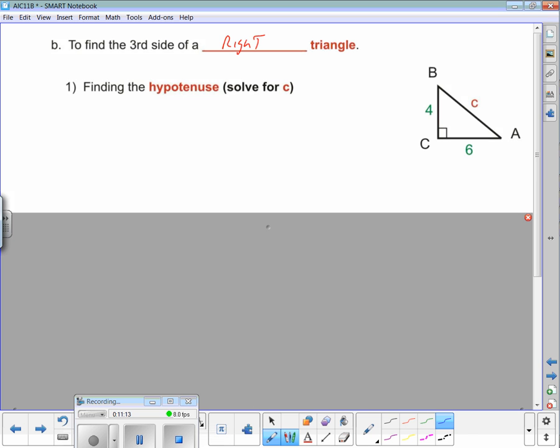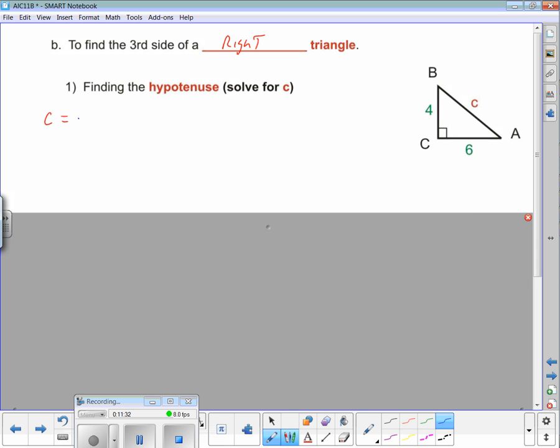Again, if you don't remember the specific formula, go ahead and write the Pythagorean formula and solve it for the variable you're looking for. All right? If not, you can use the formula I gave you. I'm going to show you both ways. So here was the formula I gave you in the front.